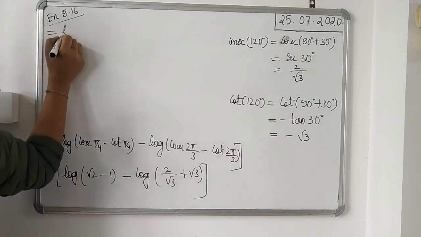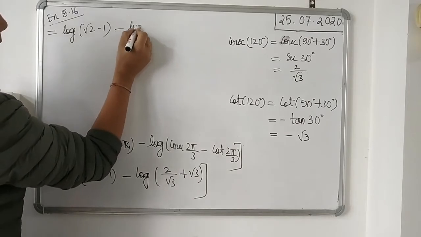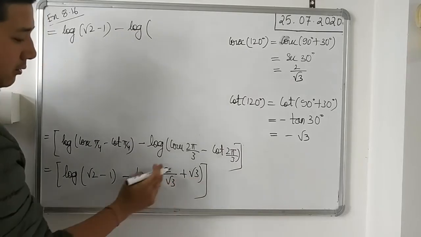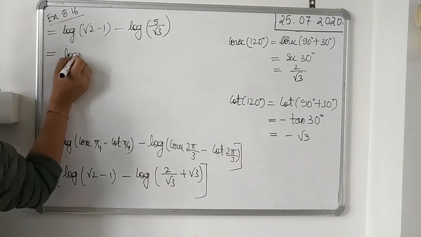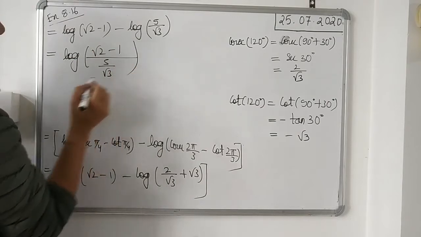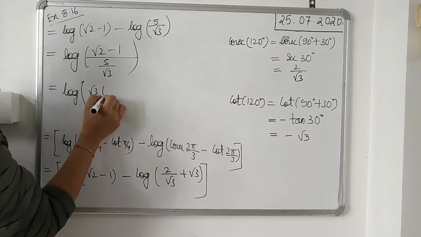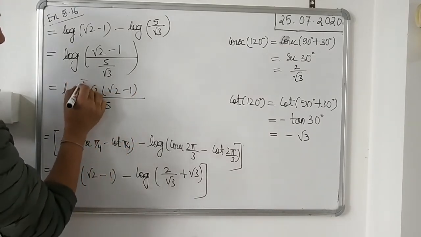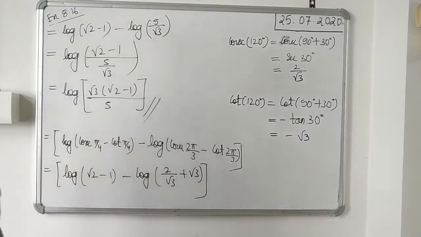Right, so therefore this will be log root 2 minus 1 and minus log, you can take LCM as root 3, so root 3 to root 3 is 3, so therefore this will be 5 by root over 3, and use the formula log A minus log B, which is log A by B. So when you simplify it, we will be getting this as root 3 into root 2 minus 1 divided by 5. Let's use the box brackets, something like this. Okay, pause the video and note it down.